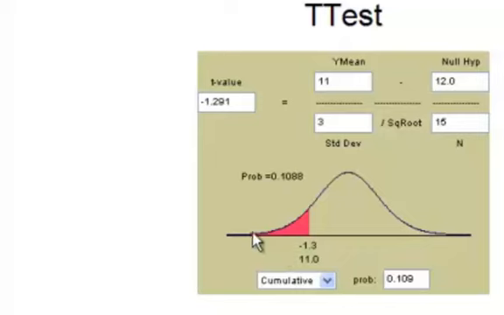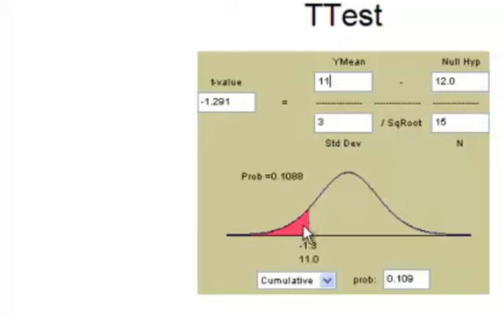So the shaded area is what I'm trying to calculate. That's my p-value. It's the probability of a random sample from a population that is at 12 minutes being at least as far away as the sample in question. So in my next step of the process, I'm going to compare this p-value to the significance of my test. And my significance was 5%.